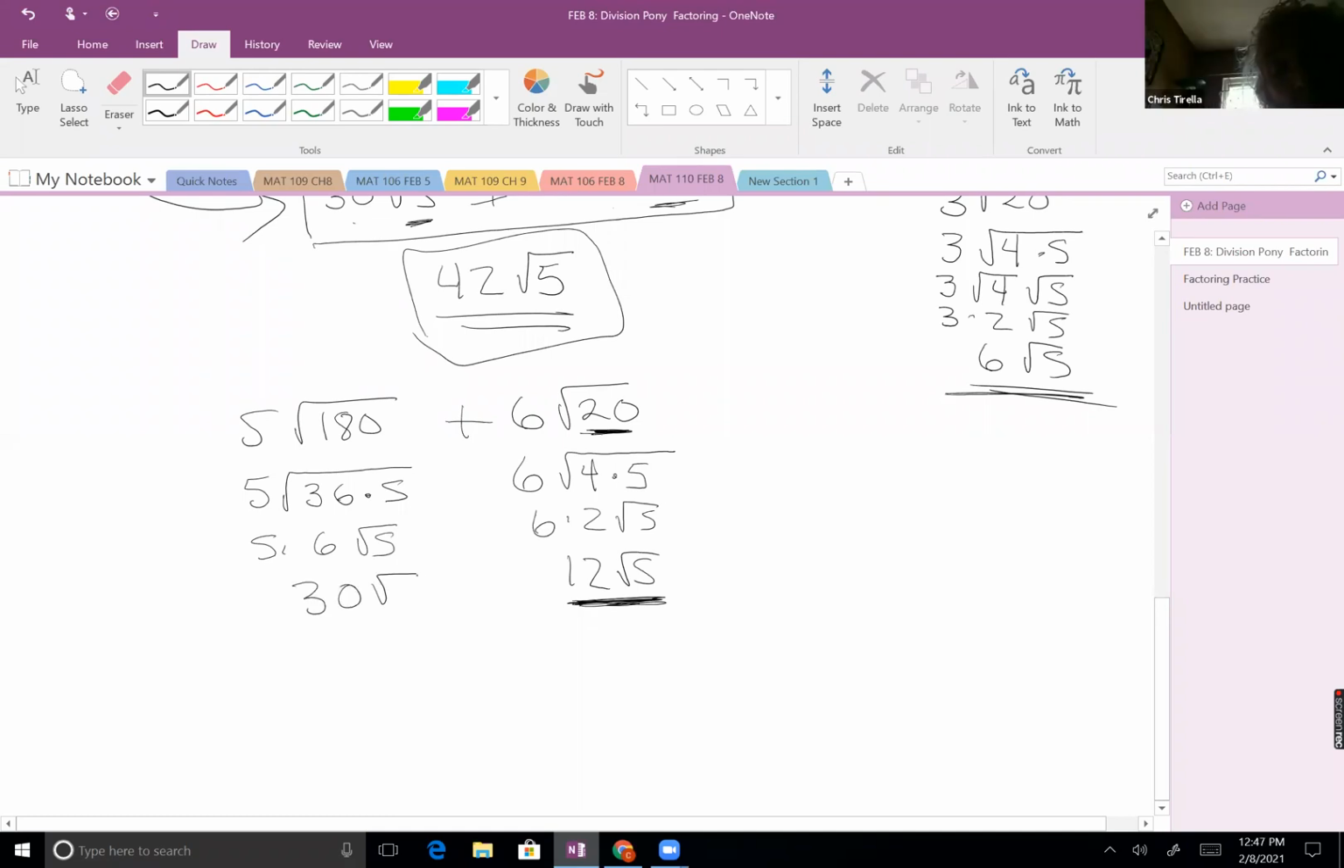And so if you simplify the one that looks easier to simplify first, it gives you an idea as to what factor you want to use for the larger number. Okay? Doesn't always work that way. And if it doesn't work that way, you're not going to be able to add the radicals anyways. So, okay?